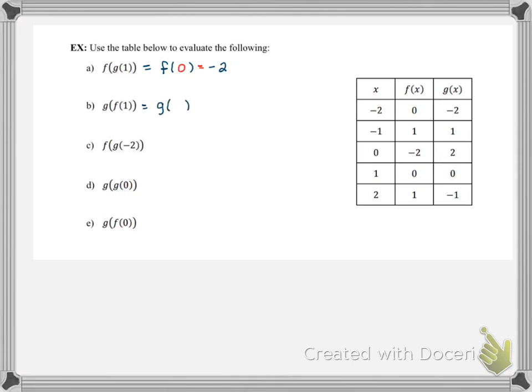So here we are starting with f of 1. So my input's 1. Plug that into f. We get 0. And now using an input of 0, plugging that into g gives me 2.